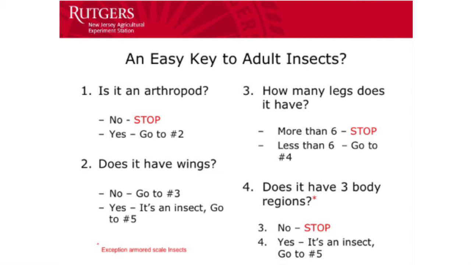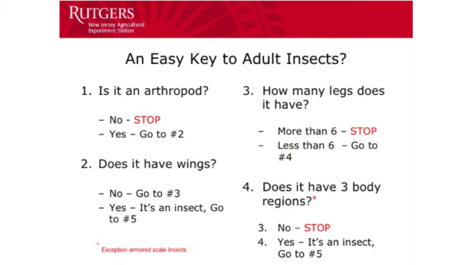If it has less than 6, then I go to 4. That then asks, how many body regions does it have? This is to help get past that. Is it a mite, tick, the first stage, or an insect? Mites and ticks only have 2 body parts. They have a cephalothorax and an abdomen. Insects have a head, a thorax, and an abdomen. They have 3 body sections. So that's the next thing that you can use to decide whether it's an insect. And if it does, that's the only thing it can be. Okay, that makes it really easy.